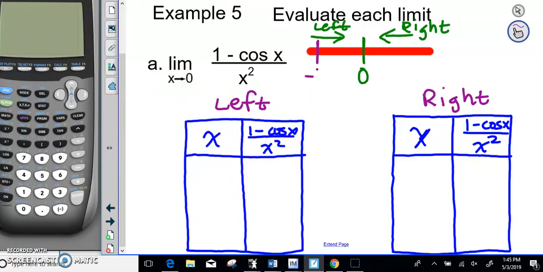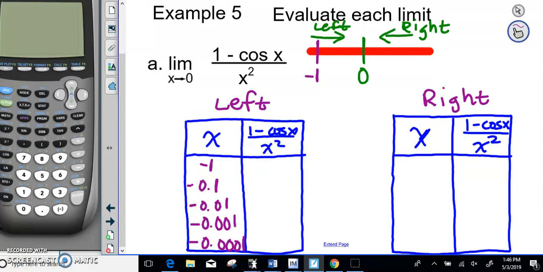So here we're going to come from -1 and go towards 0 for the left side. For our table, we're going to use numbers like -1 to start with, and then get smaller and smaller until we get as close to 0 as possible. So we're going to do -0.1, then -0.01, then -0.001, then -0.0001. And we're going to put this into the calculator and find the values.